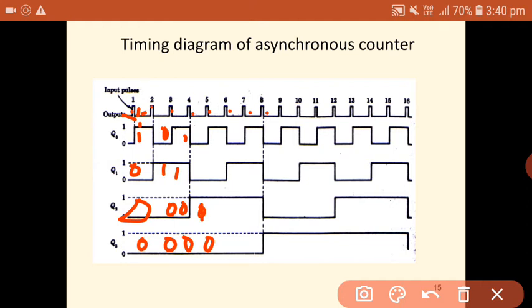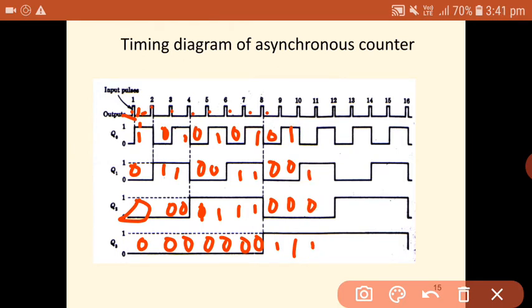0 1 0 0. Similarly after the fifth clock pulse 0 1 0 1. After the sixth clock pulse 0 1 1 0. After the seventh clock pulse 0 1 1 1. After the eighth clock pulse 1 0 0 0. After the ninth clock pulse 1 0 0 1. After the 10th clock pulse 1 0 1 0.